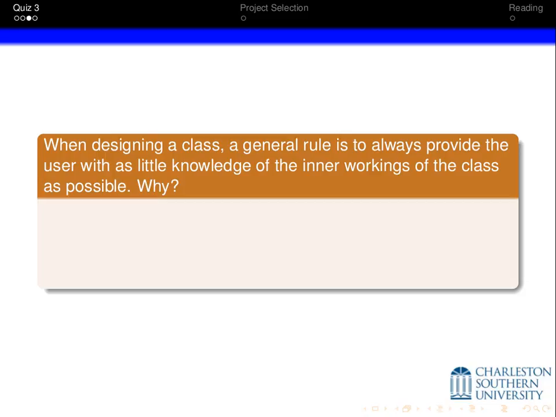So when designing a class, the general rule is to always provide the user with as little knowledge of the inner workings of the class as possible. Why would we do this? So people don't copy your work? They have access to your source code. Because they don't need to know all that. They won't understand. Well, hold on. They don't understand, right? And so why would that be helpful if they don't need to know all that?